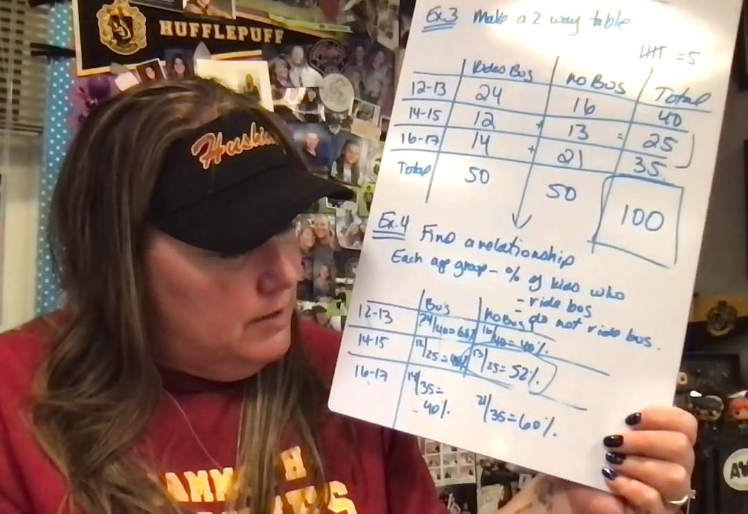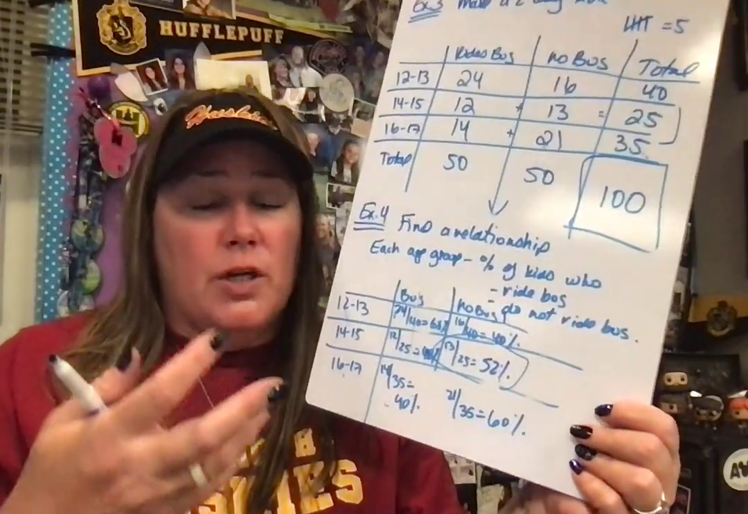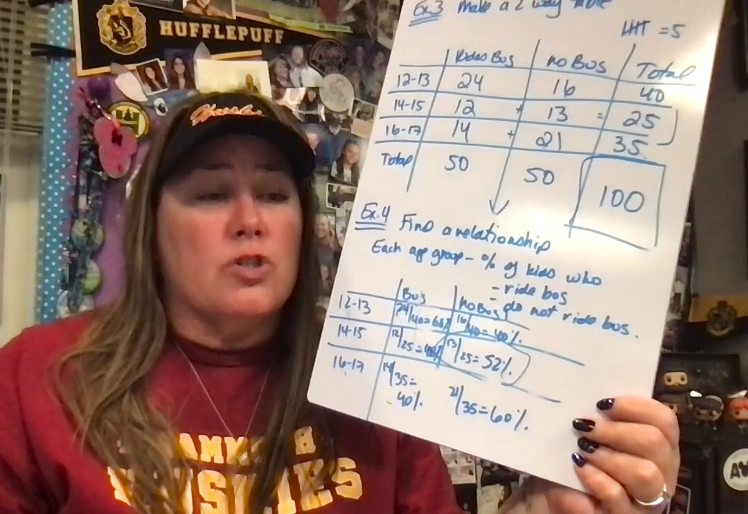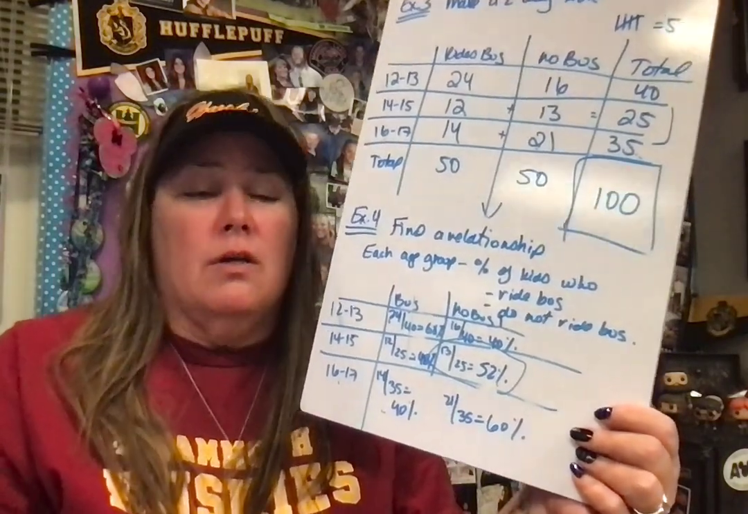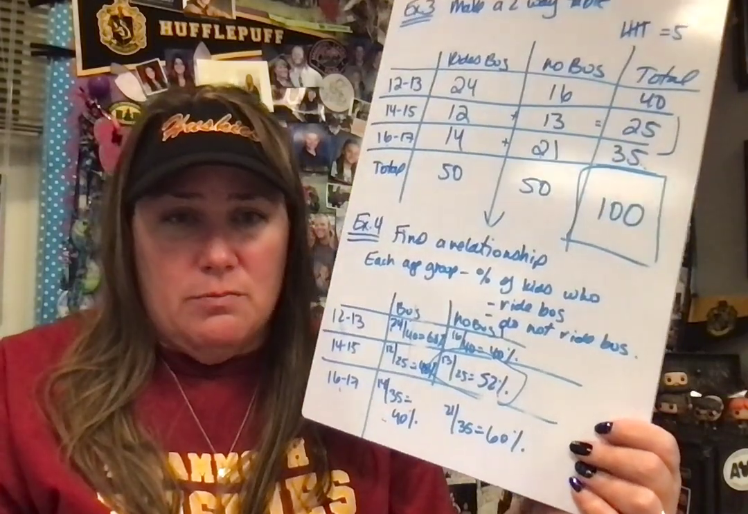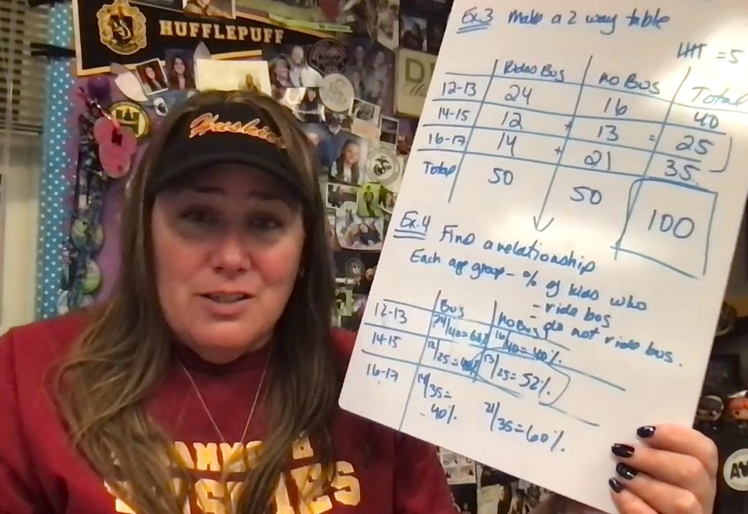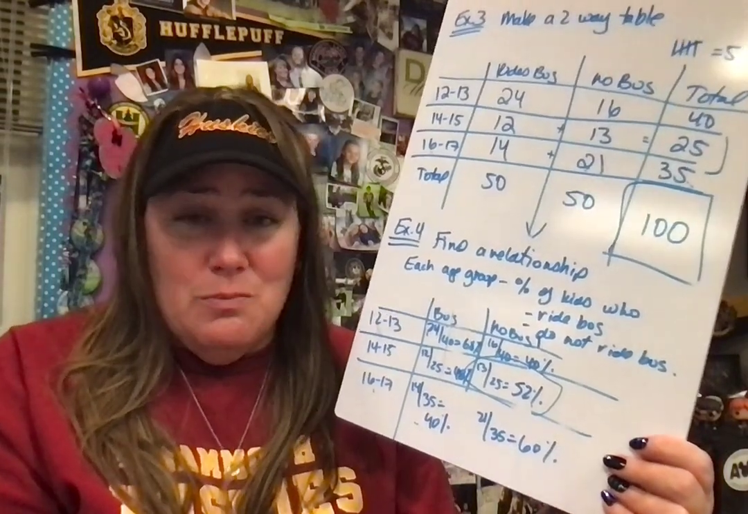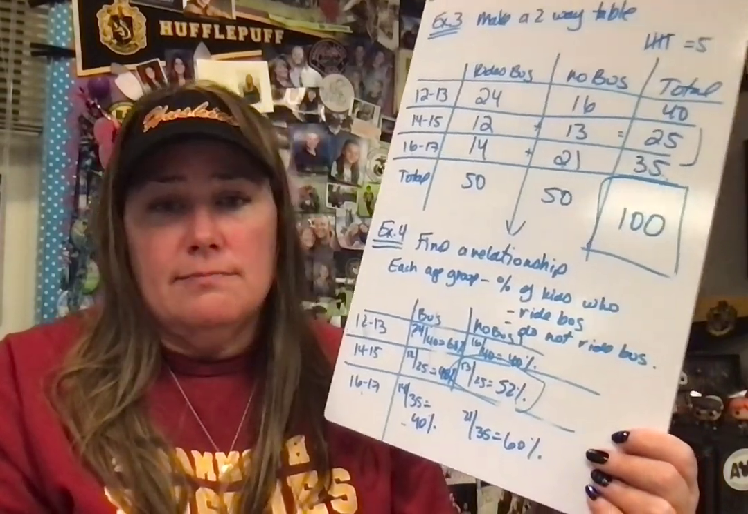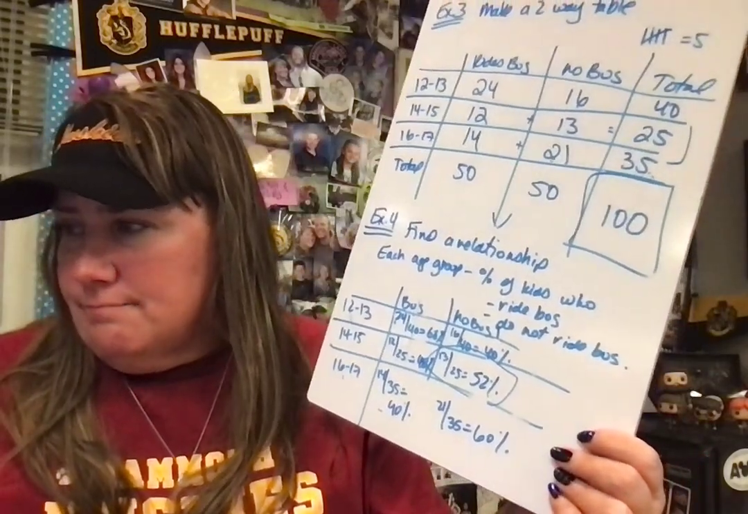Okay? So remember, when you interpret something, you are putting meaning toward numbers. You're going from one language to the next. So yes, it does have a relationship. There is a relationship, and it shows generally as the age of the kids increases, the amount that ride the bus decreases. Okay? I believe that's it.